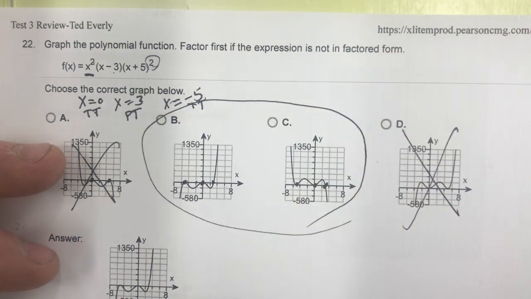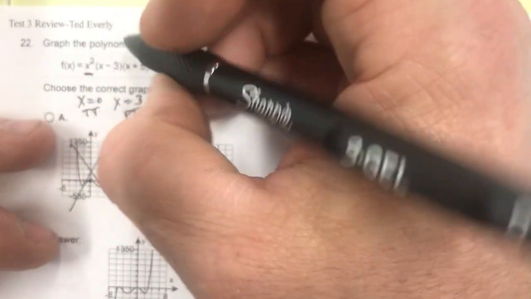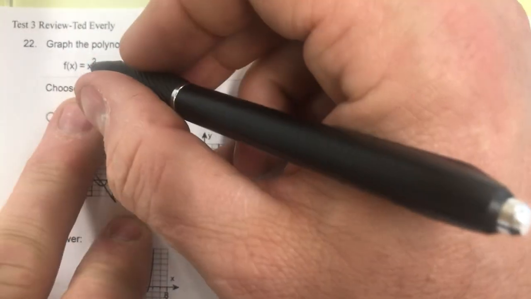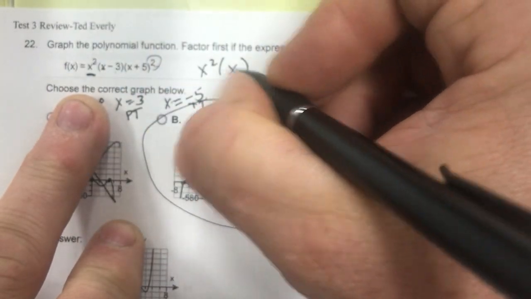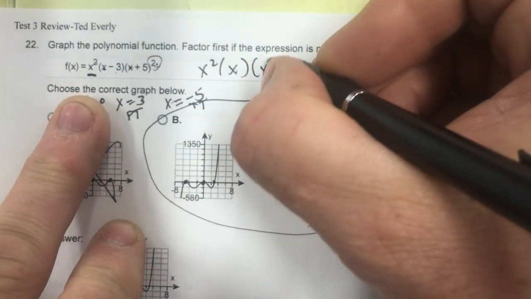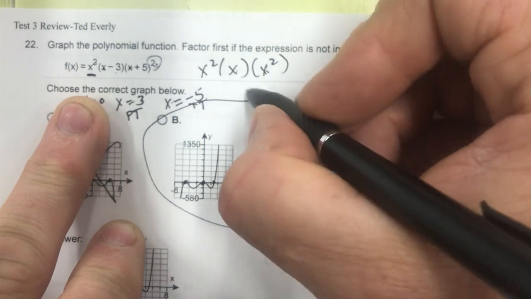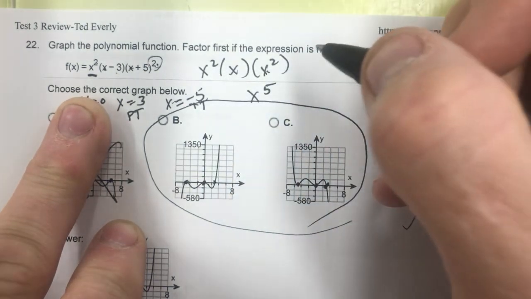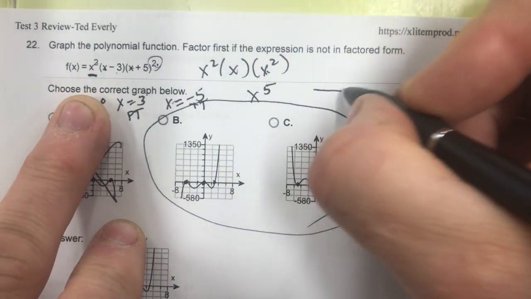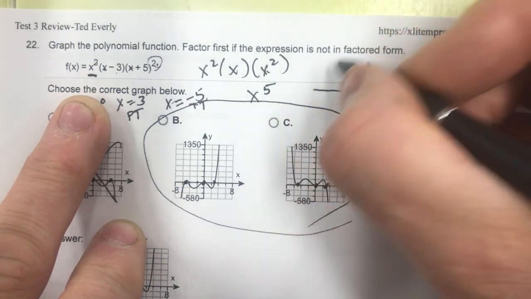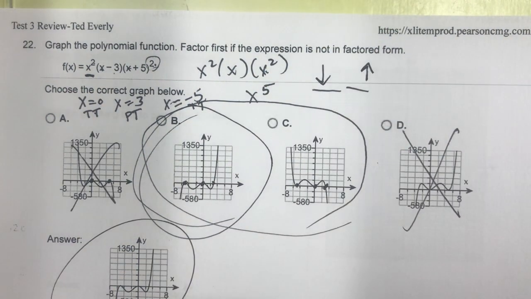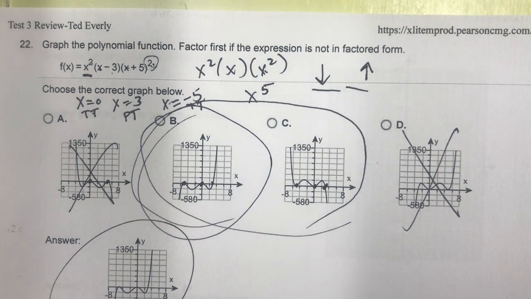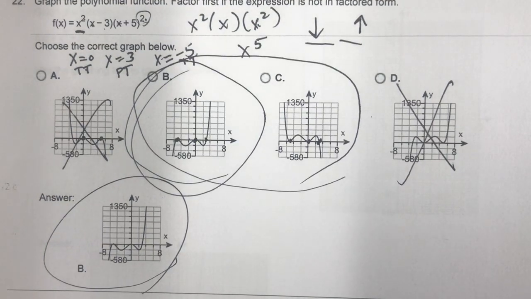Okay? Now, how do you know which one it is? Well, if you look at your lead coefficient, which is x squared times x squared here, I multiply these together, and I get x to the 5th power, which is positive, so the right side's going up, and since it's odd, the left side's going down, which is what we have right here, B. That's my answer, B.